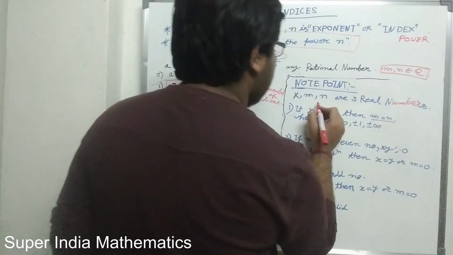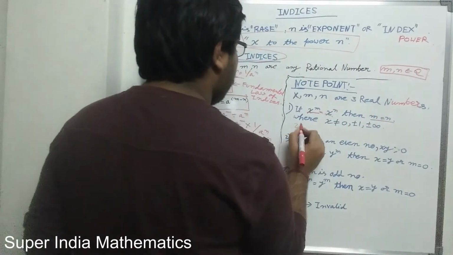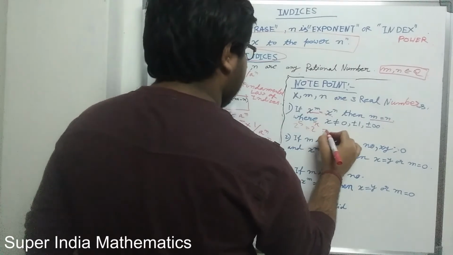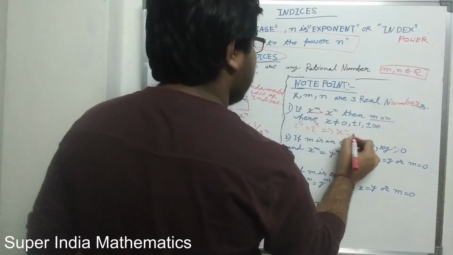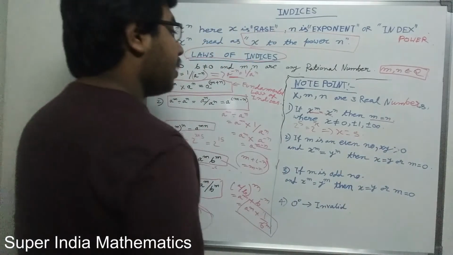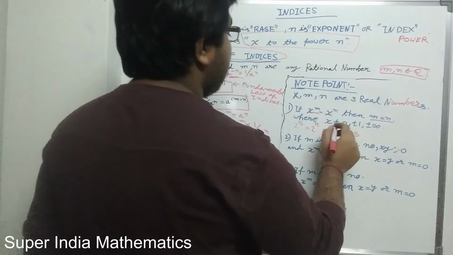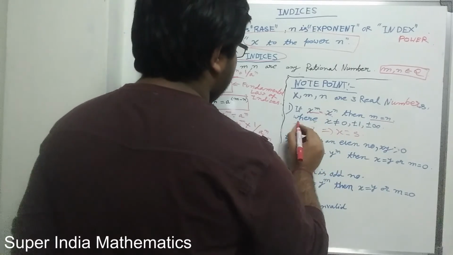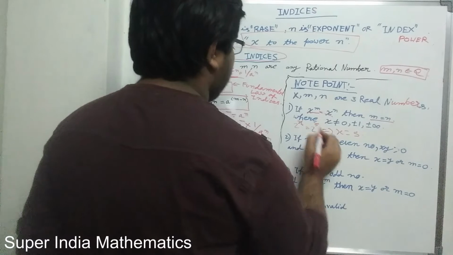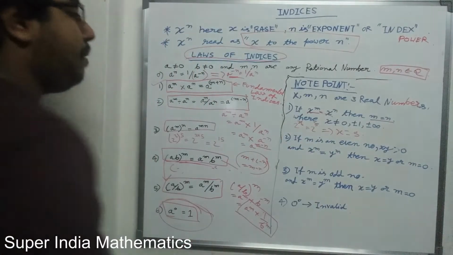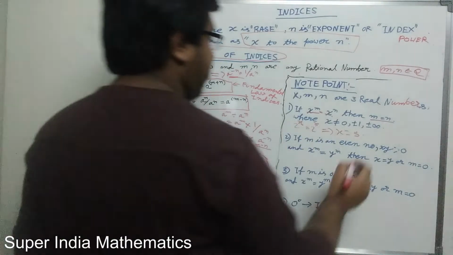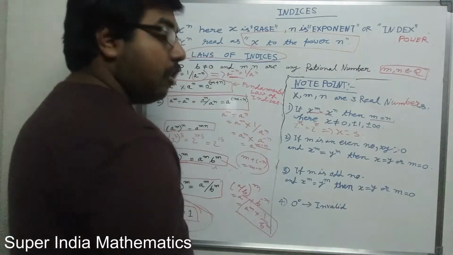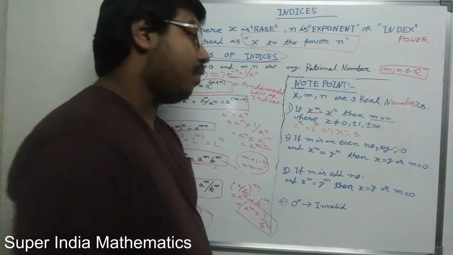For example, 2 to the power 5 equal to 2 to the power x, then that implies x equals to 5. But x not equal to 0. If we write 2 to the power x equal to 2 to the power 5, then x equal to 5. But this holds if x is not equal to 0, plus minus 1 and plus minus infinity.